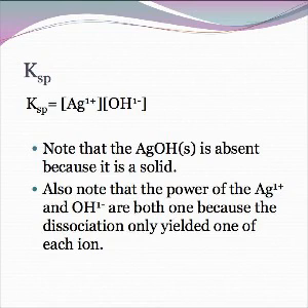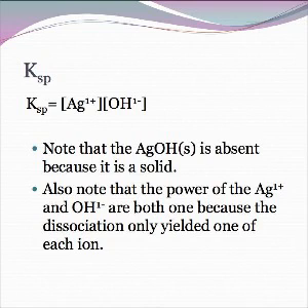KSP equals the concentration of Ag 1 positive raised to the first times the concentration of OH 1 negative raised to the first. They are not over anything. If you want to put that they're over something, put that they're over 1. The AgOH is not present because it's a solid. And the reason the Ag1 positive and the OH1 negative both have 1s as their powers is because only 1 mole of each ion was yielded.